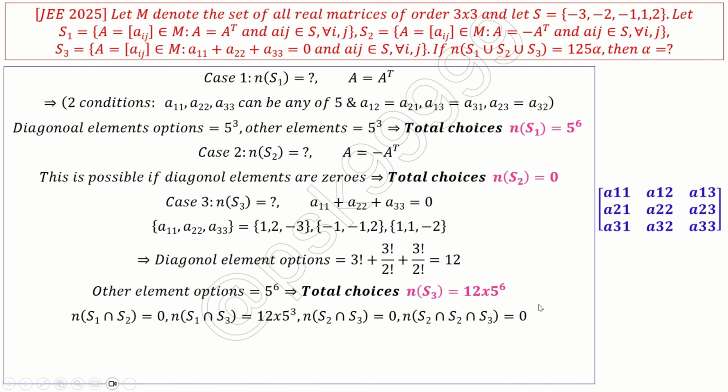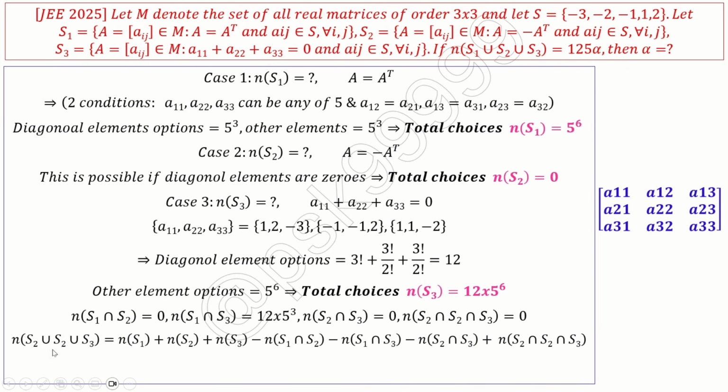Now, the number of elements in S1 union S2 union S3, by set theory, is the number of elements in S1, plus S2, plus S3, minus S1 intersection S2, minus S1 intersection S3, minus S2 intersection S3, plus S1 intersection S2 intersection S3. You have all the values here, so just substitute them. What you will get is 125 into this value, which is 13 into 125 minus 12, equal to 125 alpha. So alpha is 13 into 125 minus 12, that is 1613. This is the answer.